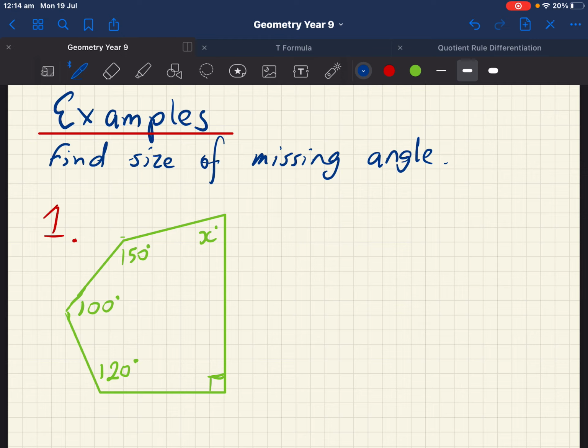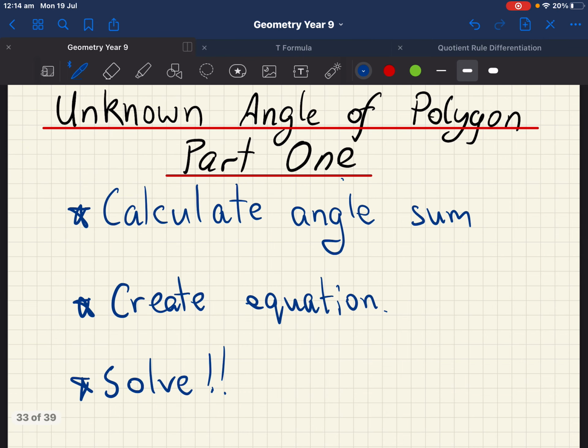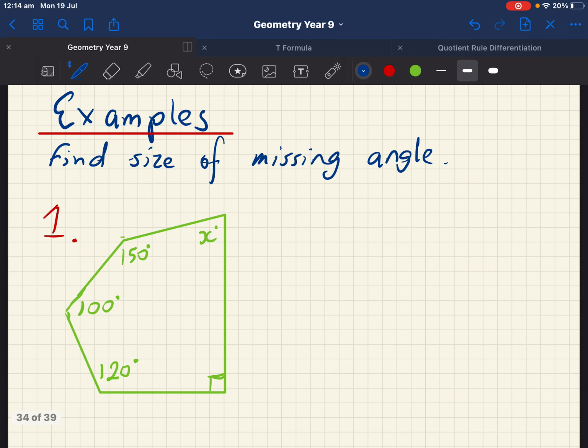Now, unlike some of the lessons we covered earlier on in the topic with the triangle and quadrilateral, for this one here, we don't automatically know what the angle sum is. So that's going to be our first step right here, to calculate the angle sum. So let's go ahead and do that. And by the way, this will actually be your first mark for these questions.